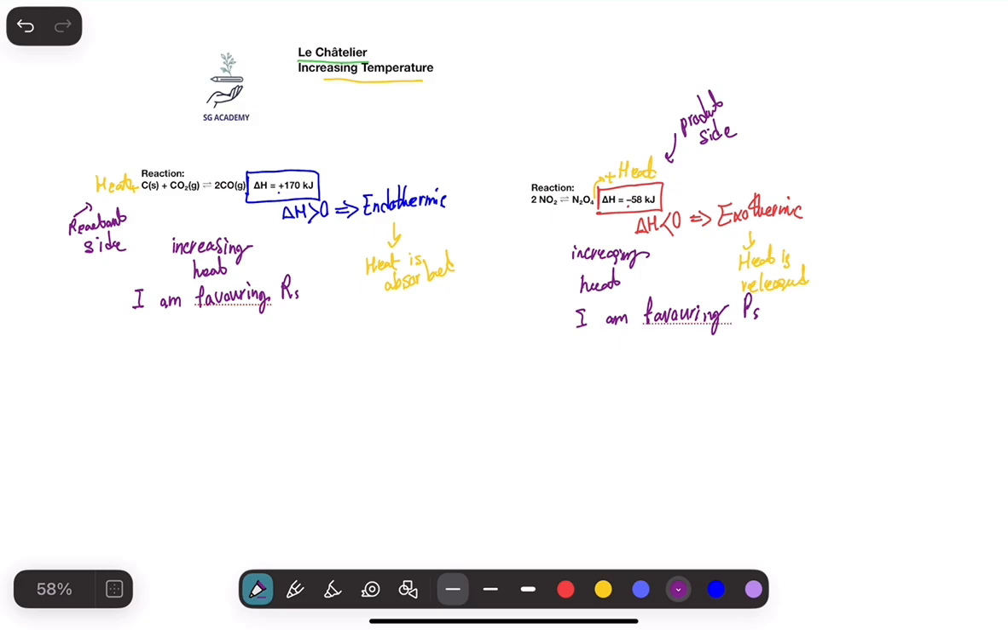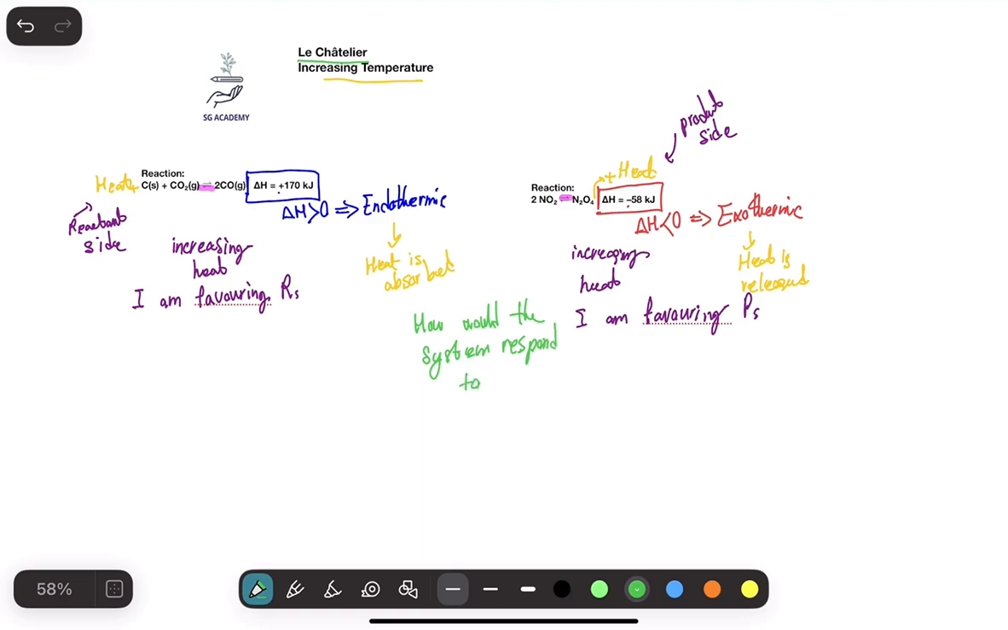Now, let's go back over here. If I'm looking at the reactions and the direction, for an exothermic reaction, it means that I'm favoring the forward reaction. For an endothermic, it means that I'm favoring the reverse reaction.